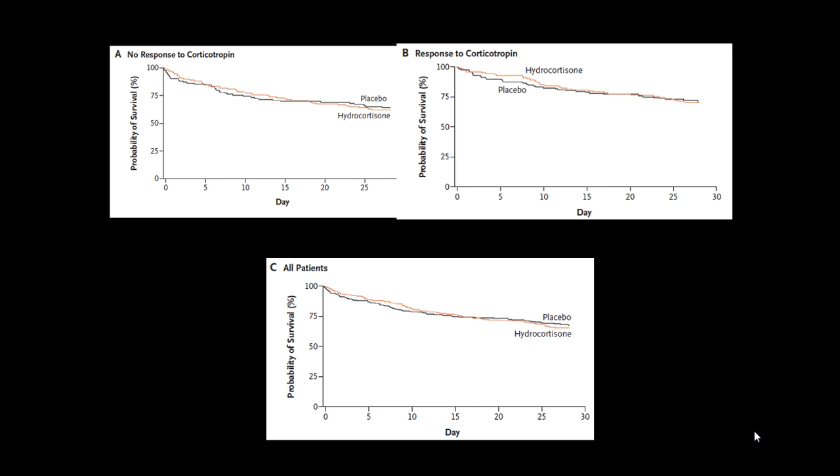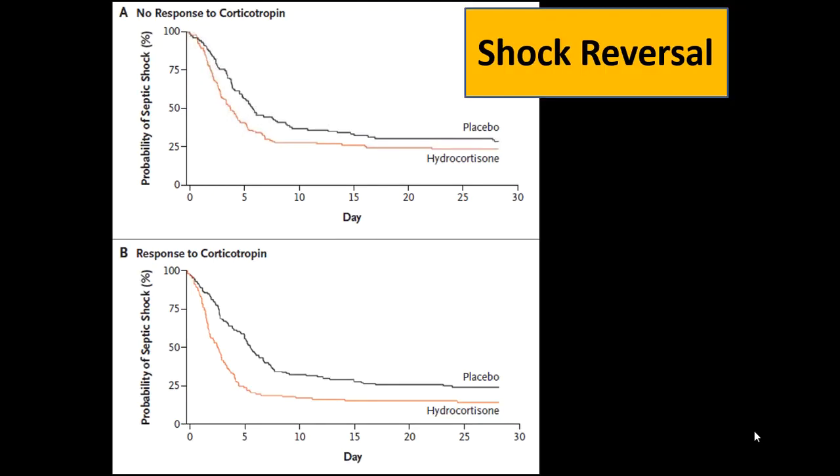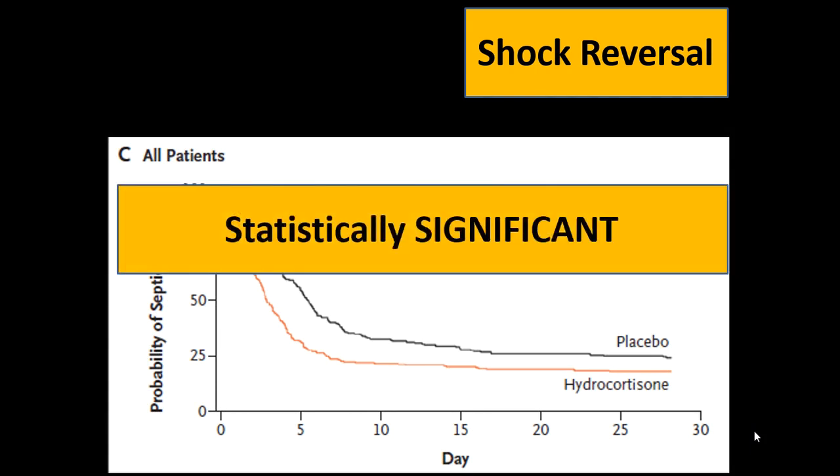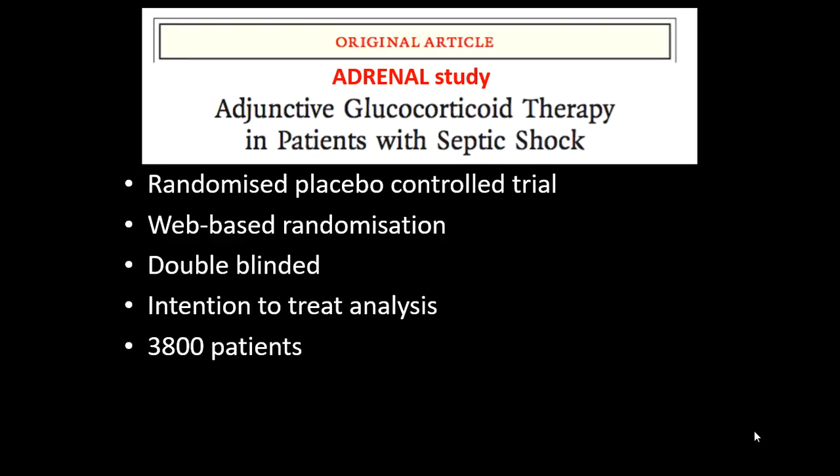So there are two schools of thought. Some people don't like to give steroids, some people like to, and both are right in terms of there being no difference in mortality. The only difference, as I said, was in shock reversal in overall patients: they had a faster shock reversal in the group who received hydrocortisone as compared to the placebo group.